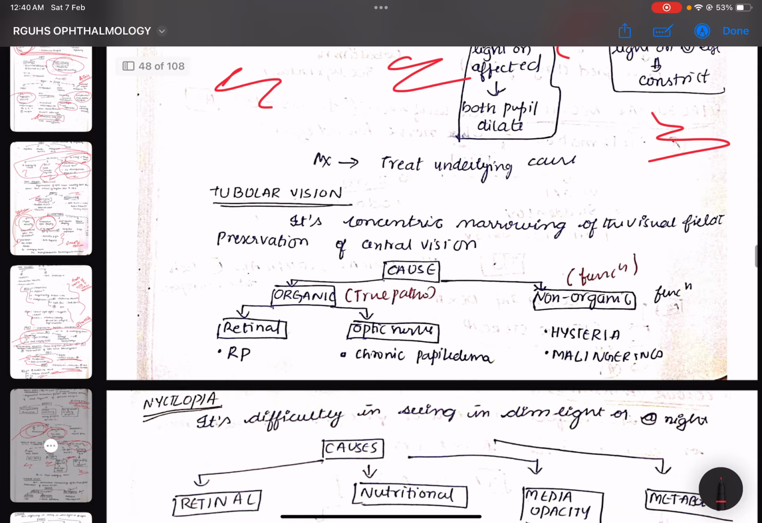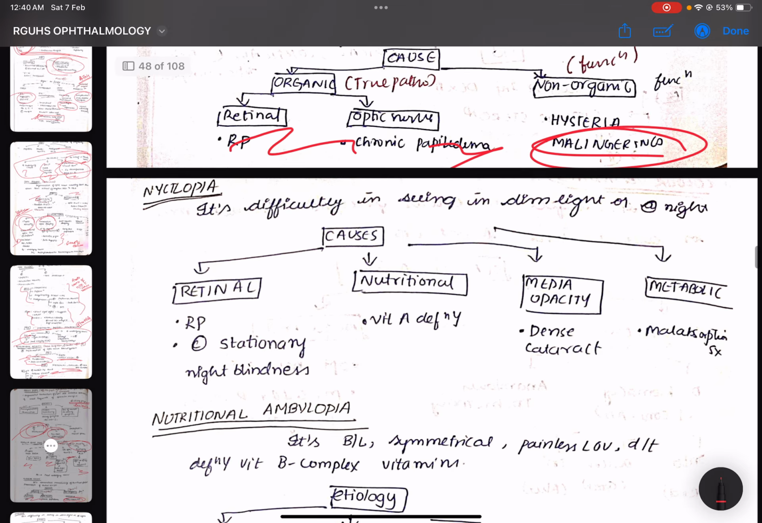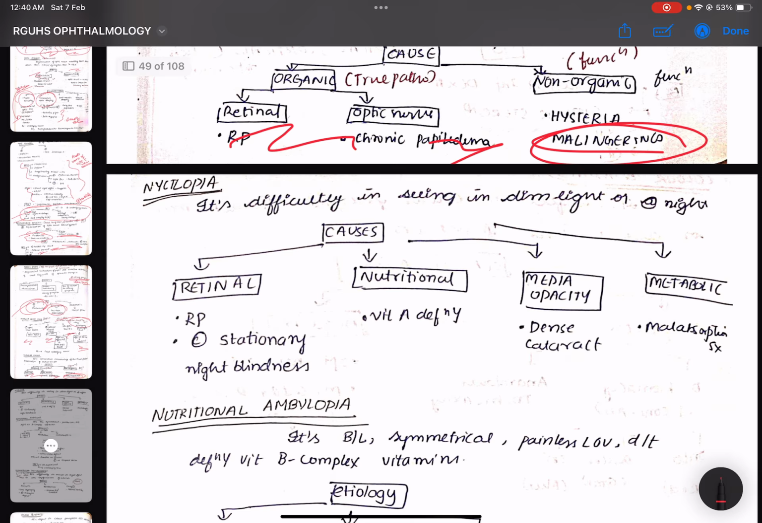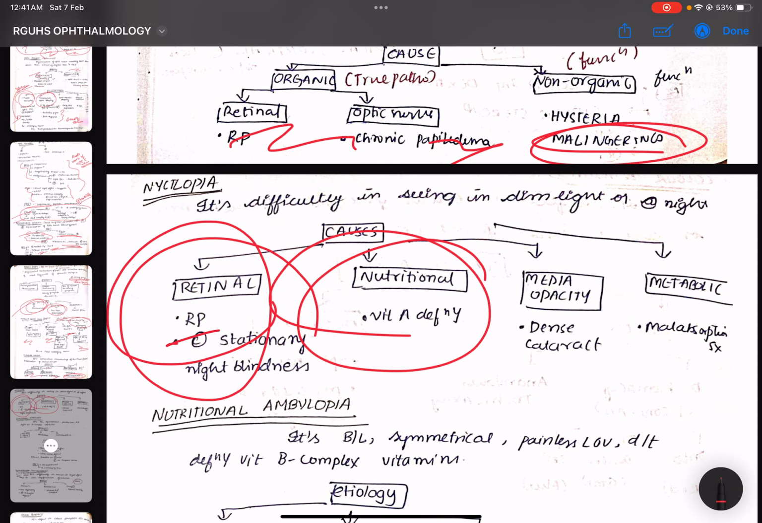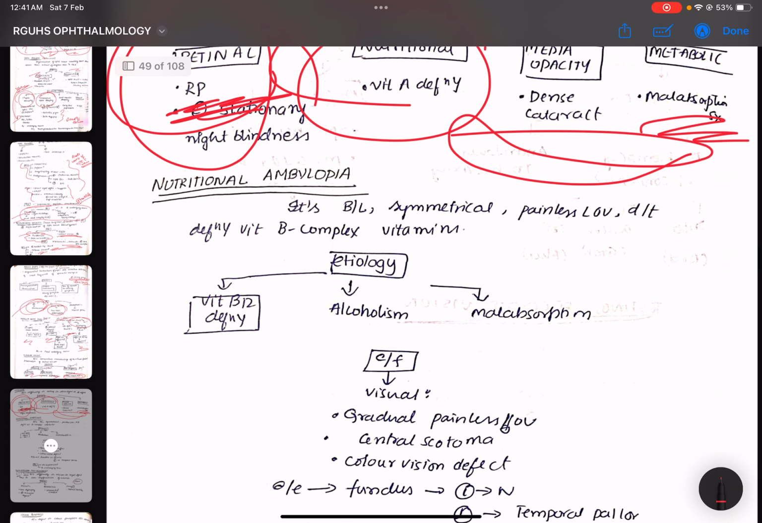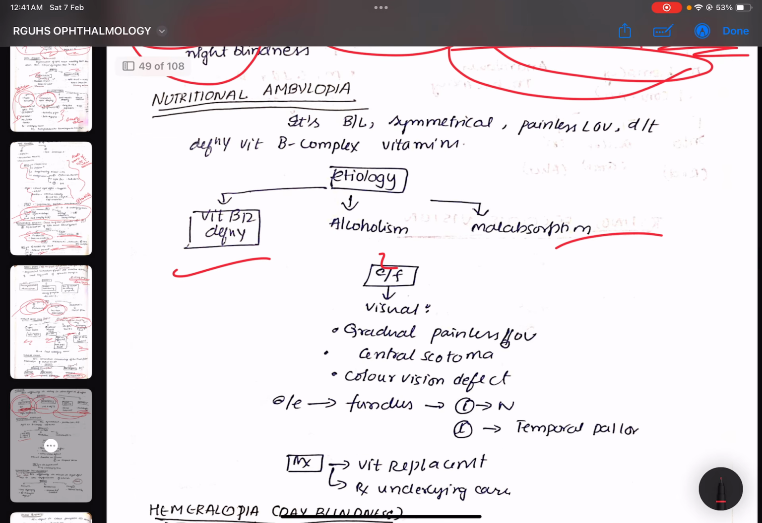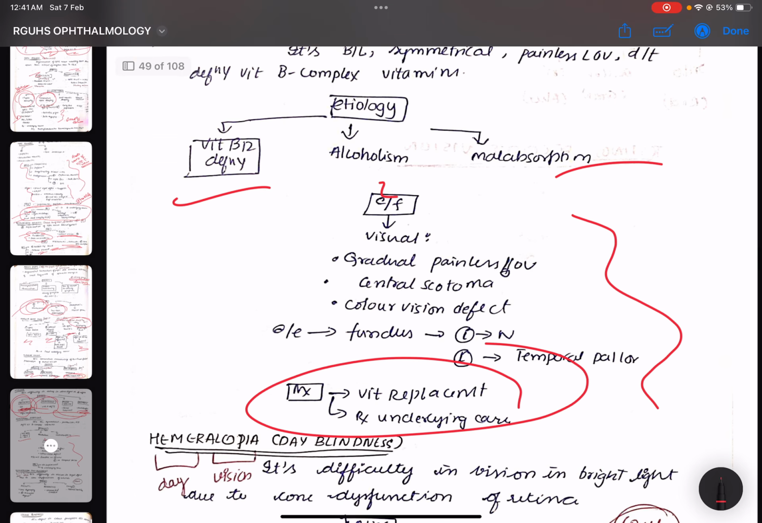In tubular vision, again divided into organic and non-organic. In that, you have to write about malingering, and these are the organic causes. In nyctalopia, I know you would have studied in and out. Again, basically you have to write about vitamin A deficiency at first, even though that has been reduced. Then you can mention RP; the major clinical presentation nowadays is nyctalopia itself. Then malabsorption syndrome, based on this also you can mention. In nutritional amblyopia, again these are the causes and these are the clinical features, and obviously management.